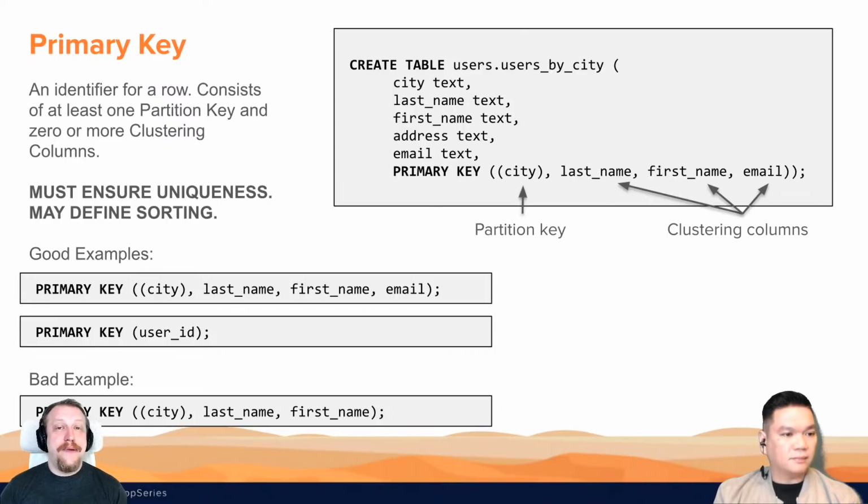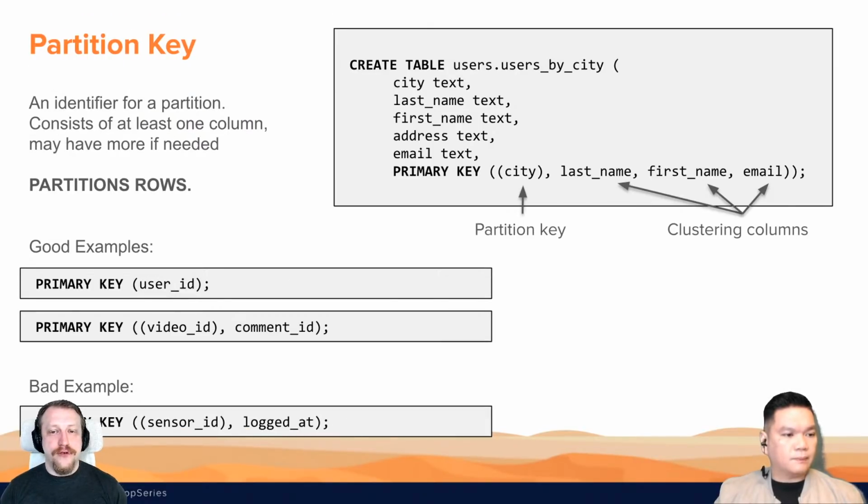But the second duty of primary key is that it also may define sorting. That sorting is done with clustering columns, and it's really great. I will tell about clustering columns after a couple of slides. Now, a very important thing. Partition key is a part of a primary key, and it's the identifier for a partition. And that's a very, very, very important thing. It partitions rows. It's very important to be careful with partitions, because if you do your partitioning wrong, then it makes the cluster work very slowly.